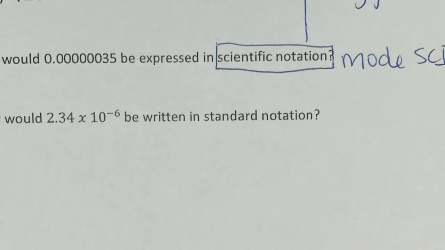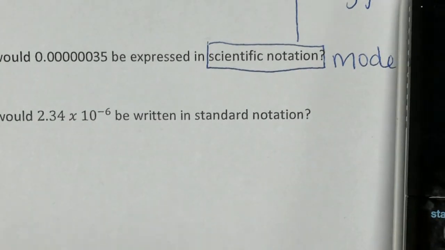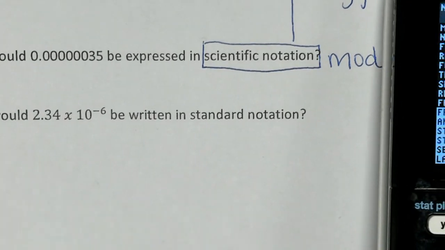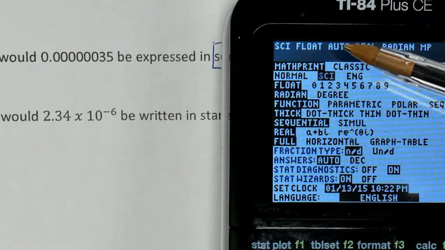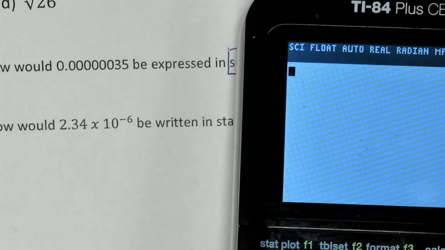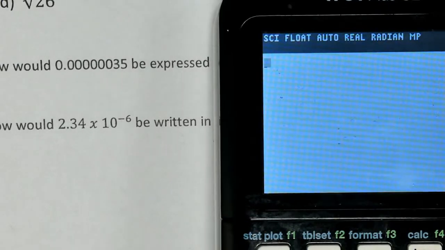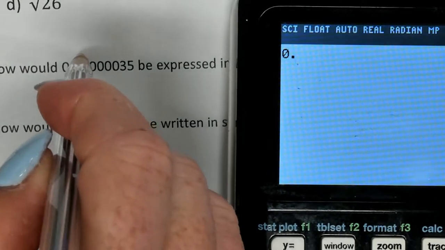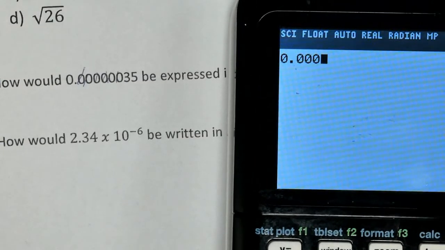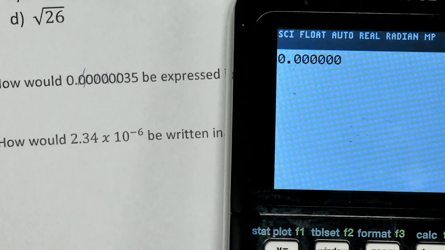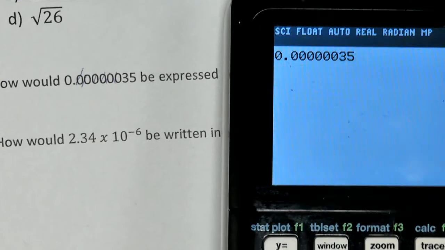Okay, so you're going to go to mode, SCI, hit enter. Make sure normal's not flashing anymore. And then you simply type the number in. So 0.1, 2, 3, 4, 5, 6 zeros, and then 3, 5. Hit enter and that's your answer.